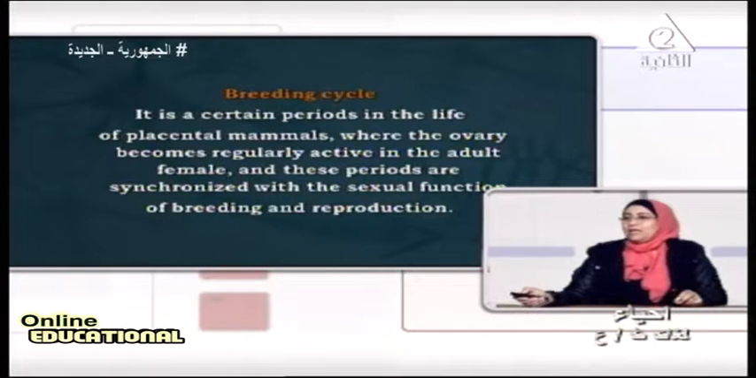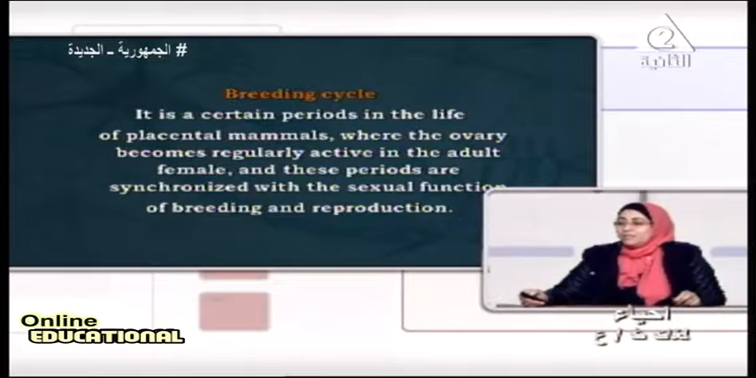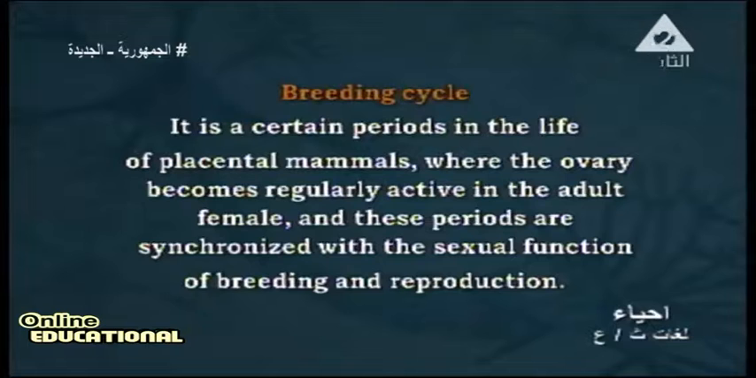Okay, breeding cycle. What is the breeding cycle? Breeding cycle is a certain period in the life of placental mammals. All the mammals that give birth and suckle their young contain a placenta, where the ovary becomes regularly active in the adult female, and these periods are synchronized with the sexual function of breeding and reproduction.